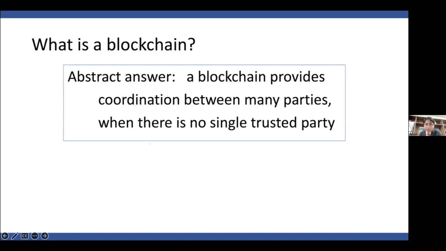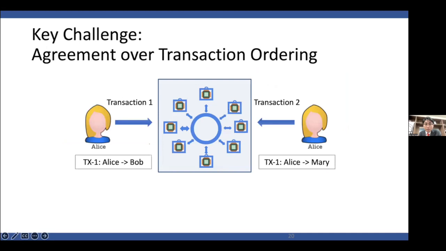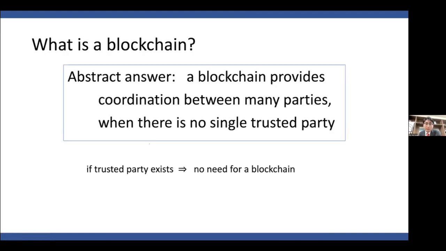You've seen the many parties, right? Those small computers, replicas, miners, validators, whatnot. They are many parties, and there are no single trusted parties. If there's any single trusted party, then yes, we don't need a blockchain.